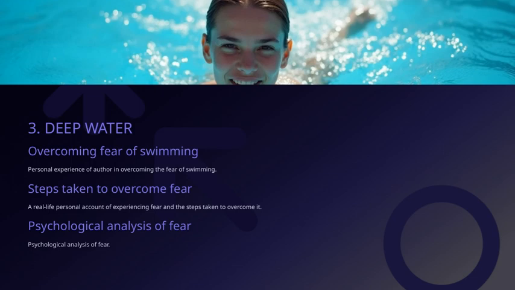This journey of overcoming my fear of deep water is a clear example of how understanding fear psychologically, combined with practical steps, can lead to personal growth. It connects to our overall theme, showing that fear isn't just an obstacle, but something we can work through with awareness and effort.